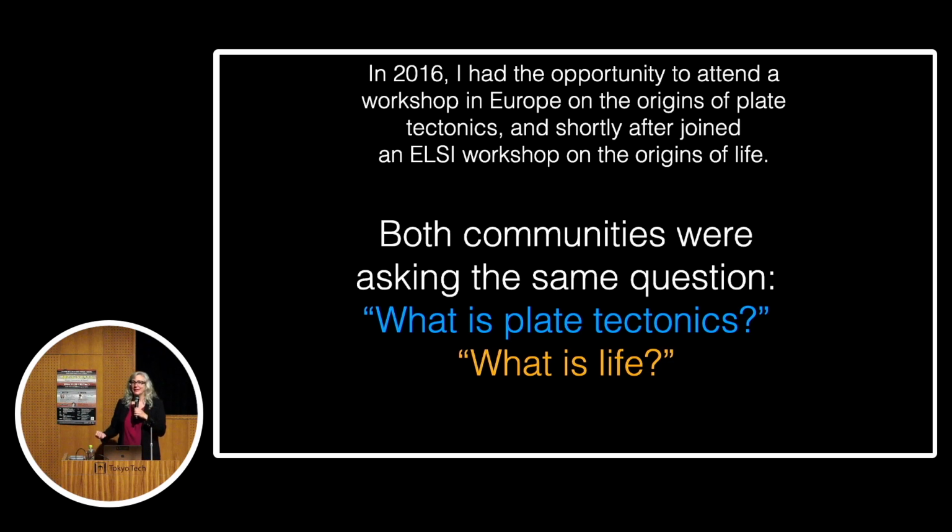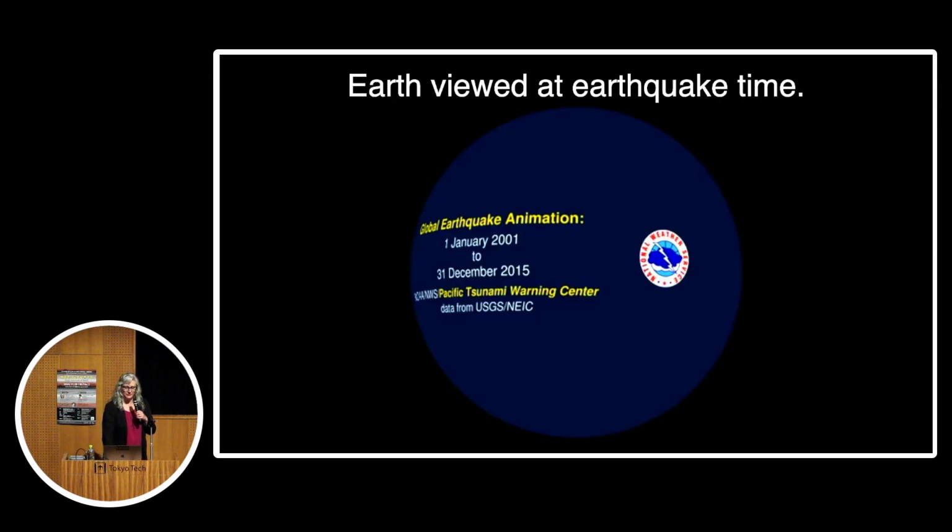And it was like being at the same workshop. They spent the whole time agonizing over how you define life. What is life? And we could see how these two communities were grappling with the same problem, because both of these are features that develop on a planet. And so defining them is very difficult because they come from planetary processes that organize themselves.